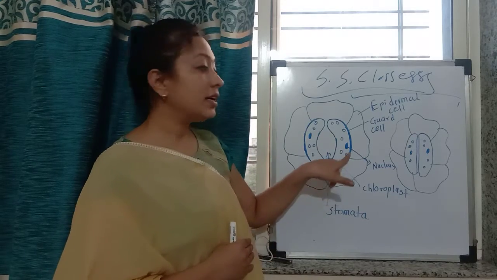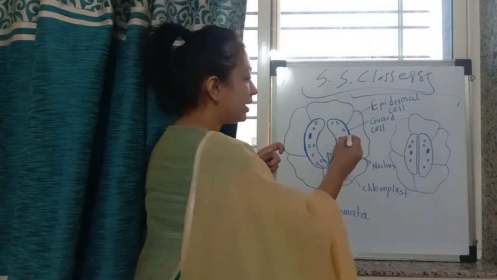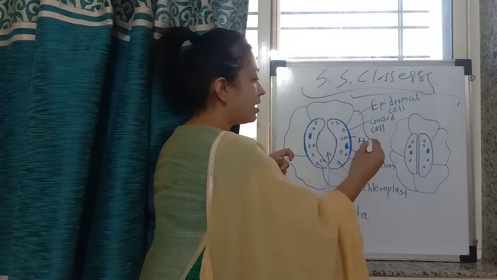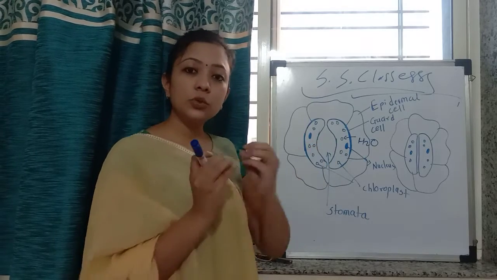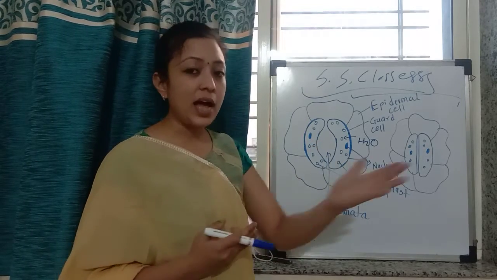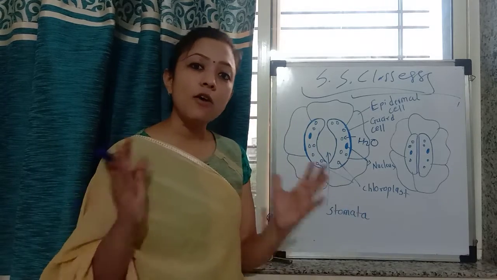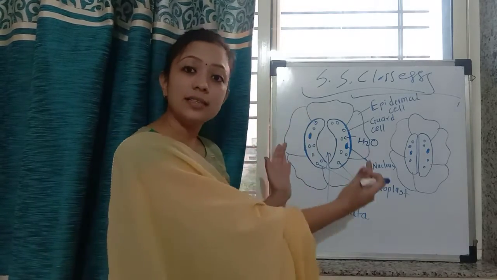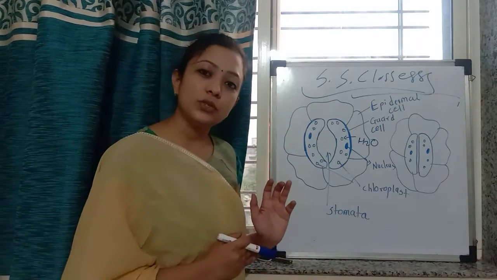Water enters the guard cell from the epidermal cell. So that leads to the swelling of the guard cell. As the water enters the guard cells, that leads to swelling of the guard cells. And as the guard cell swells out, that ultimately leads to opening of stomata.